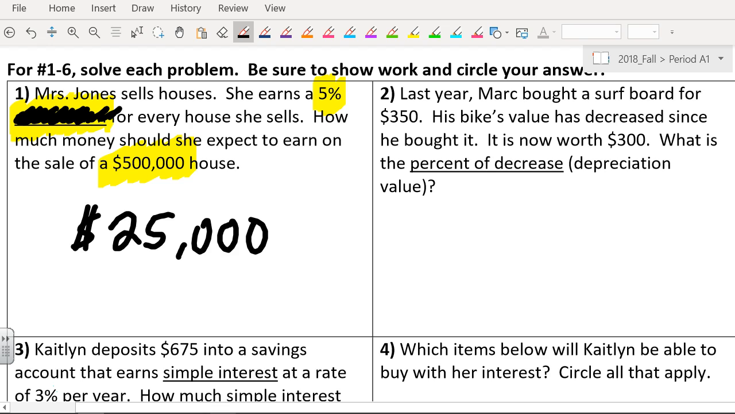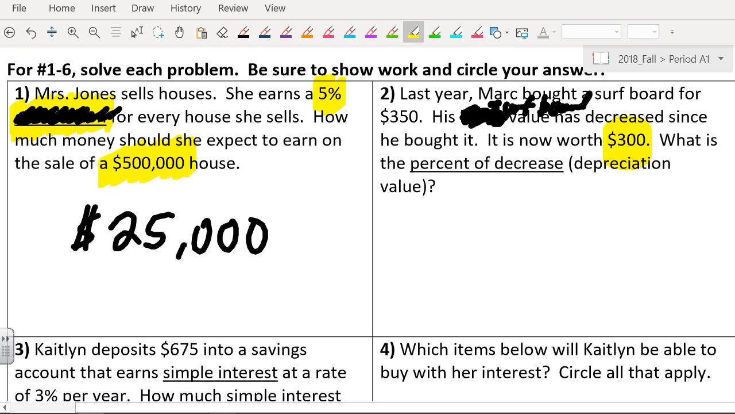Number 2. Last year, Mark bought a surfboard. Now there's a typo here. I didn't type this out, so it's a mistake. This should say surfboard, but his surfboard has decreased. It's now worth 300.